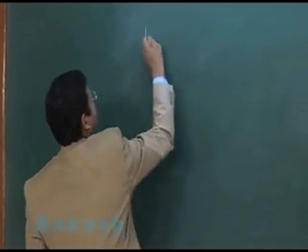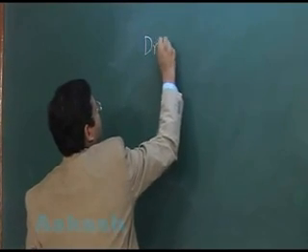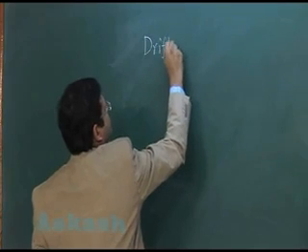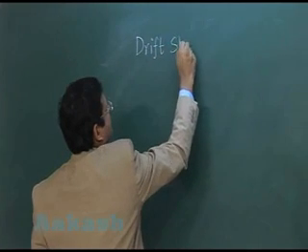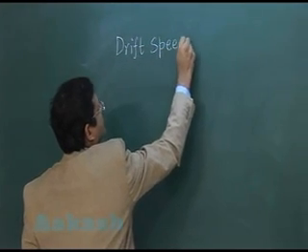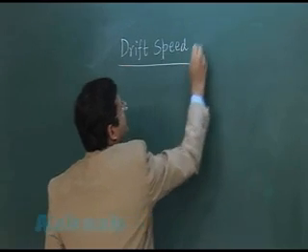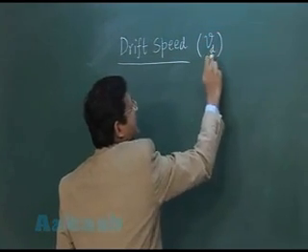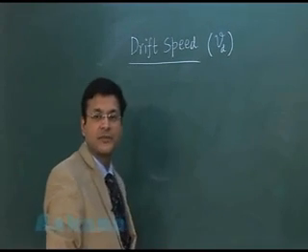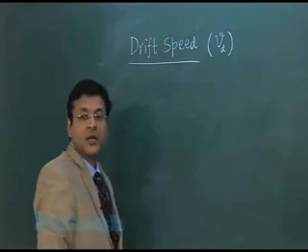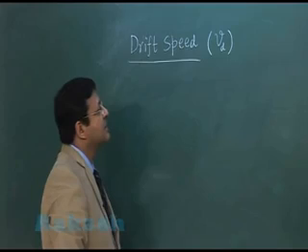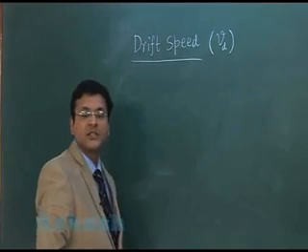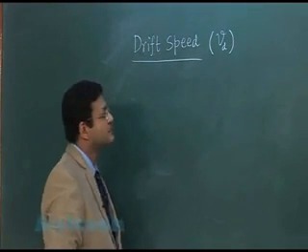Now let us try to understand what is the meaning of drift speed. Symbolically, this is represented as small v and subscript d. This subscript d stands for drift. This is the drift speed representation, and let us try to understand the concept behind it.